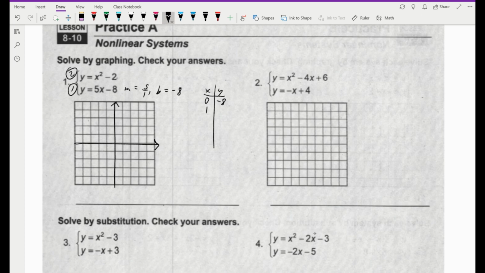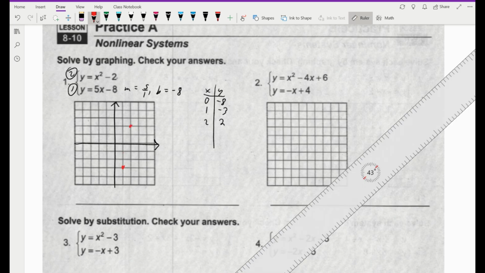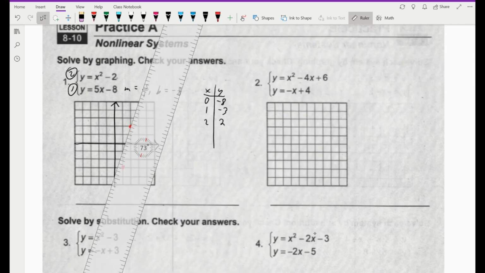Let's plug in 1. 5 minus 8 is going to be a negative 3. And we can plug in 2. 5 times 2 is 10. 10 minus 8 is 2. So let's do 1, negative 3, and 2, 2. There we go. And with 2 points, we can draw a line.